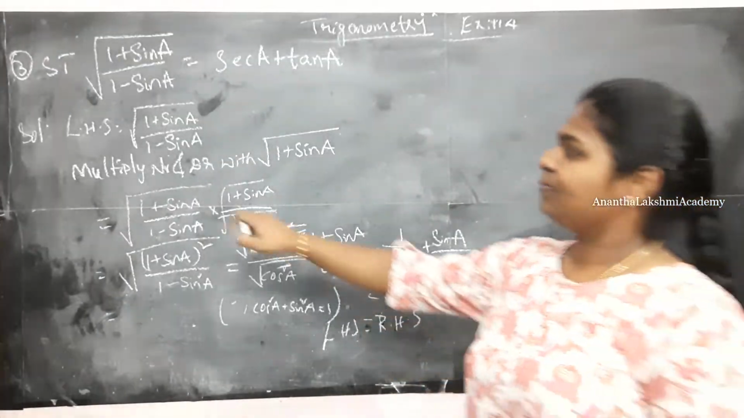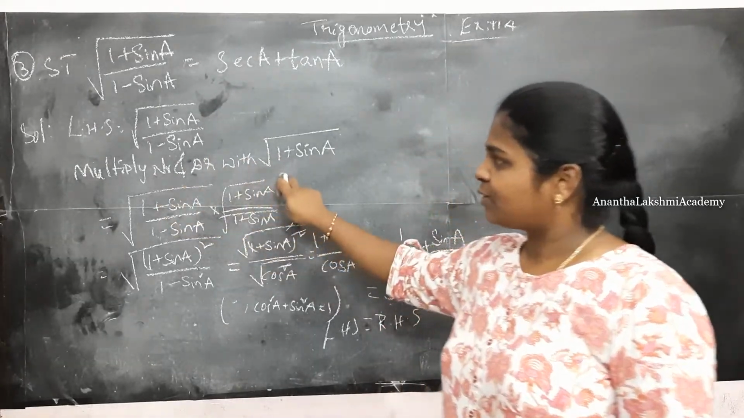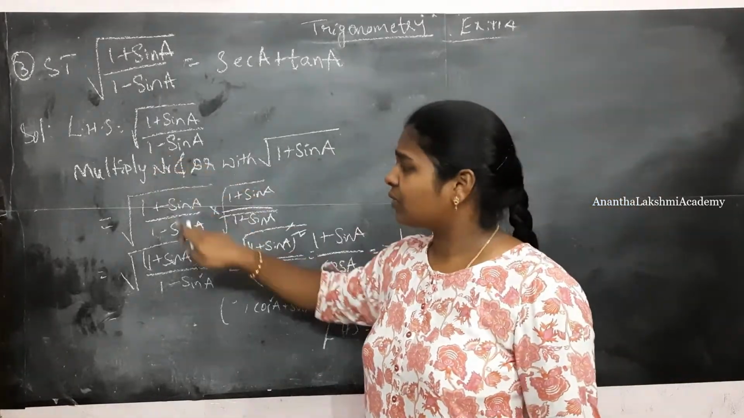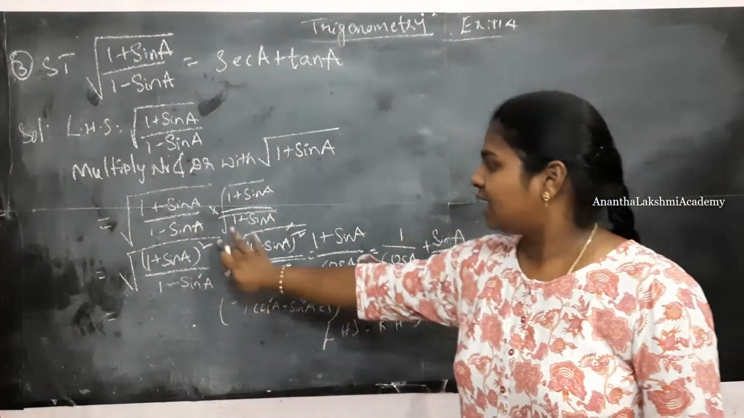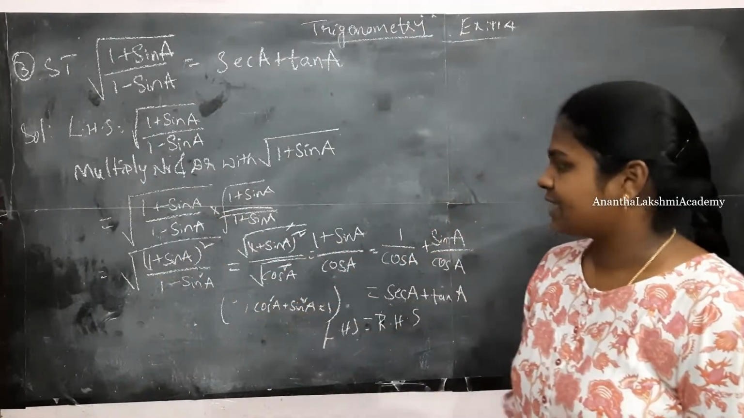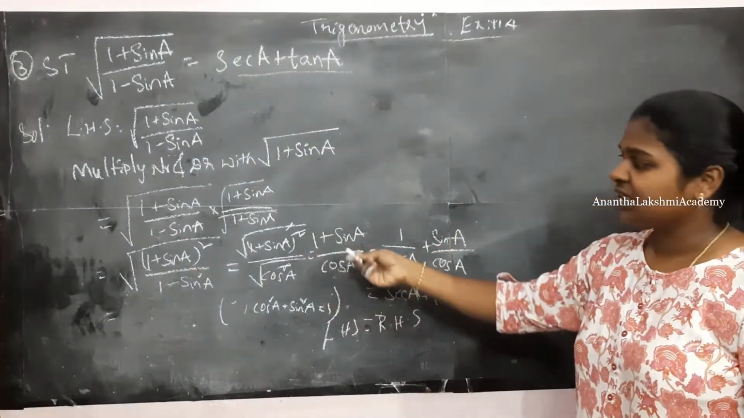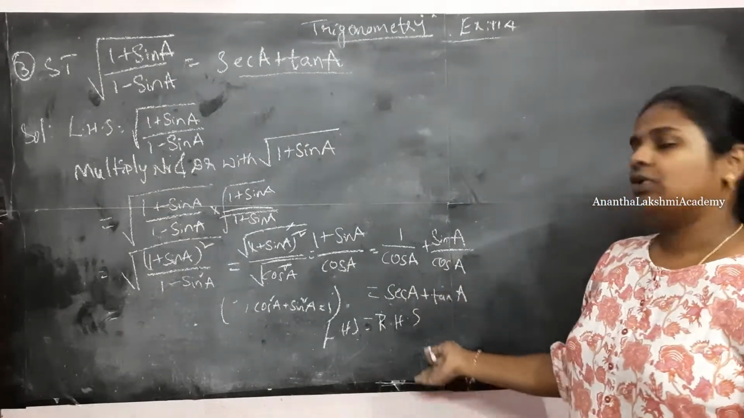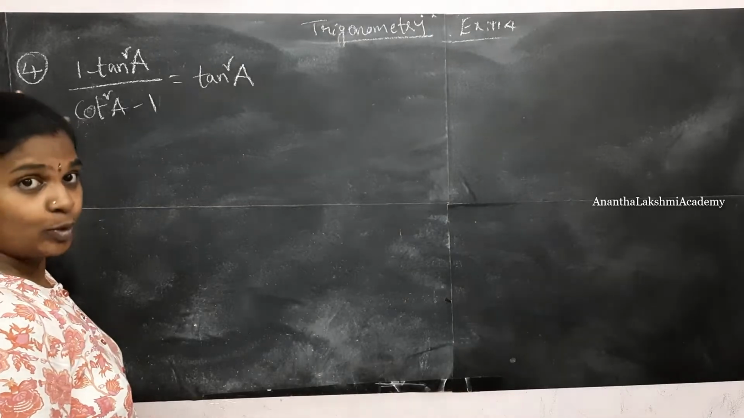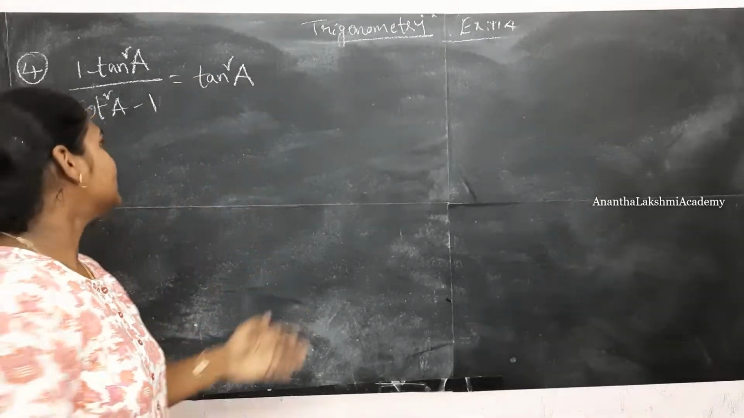If you look at this problem, we couldn't simplify this anymore. So what did we do? We just multiplied the numerator and denominator with under root of 1 plus sine A. And with that we got 1 plus sine A whole square by 1 minus sine square A, but the RHS is in the form of secant and tans. After the cancellation, we just split the fractions and we got the result. Alright, let's jump into the next problem. So for the fourth problem, we have to show that 1 minus tan square A by cot square A minus 1 is equal to tan square A.